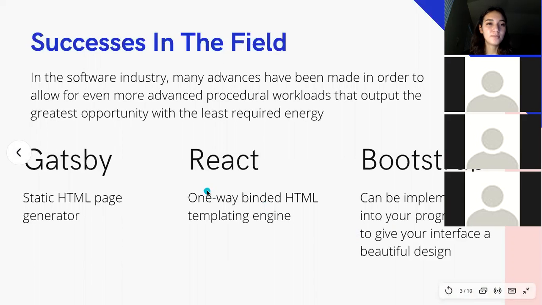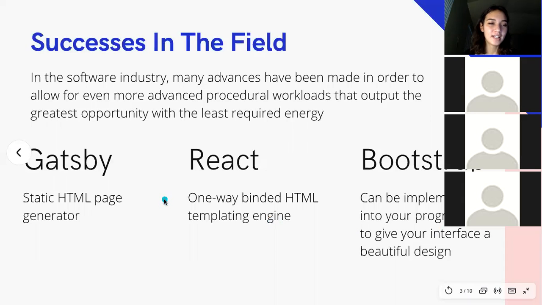As you can see, technology has advanced, and there have been a lot of advancements through data and going from paperwork to warehouses to databases, but many more advancements have taken place that have allowed for even more advanced procedural workloads that output the greatest opportunity with the least required energy. I'm going to touch on a few, which are Gatsby, React, and Bootstrap. And yes, there are tons of other advancements, but these are ones that relate to my actual project. And you probably haven't heard of these. I would be really surprised if you had.